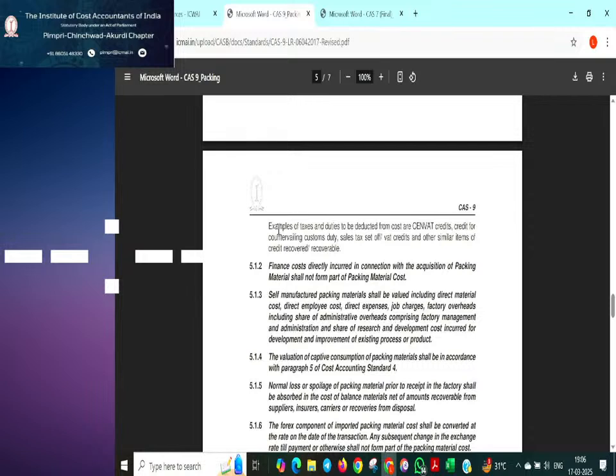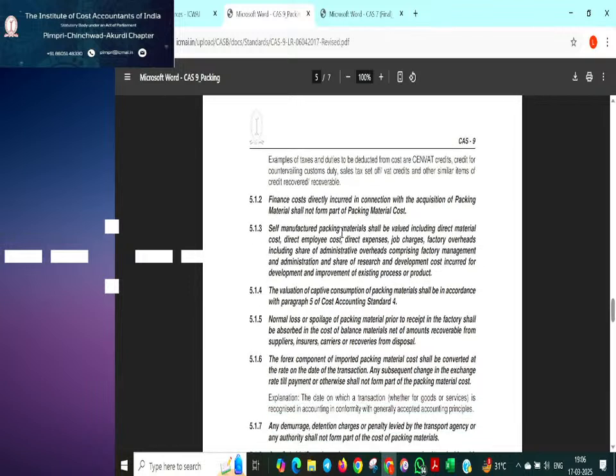Next, the example, CENVAT credit, it's not there now, so you just ignore this example. Finance costs directly incurred in connection with the acquisition of packing material. Wherever you see the finance cost, it will never be booked to that particular cost. It will be shown separately under finance cost. So that needs to be taken off.